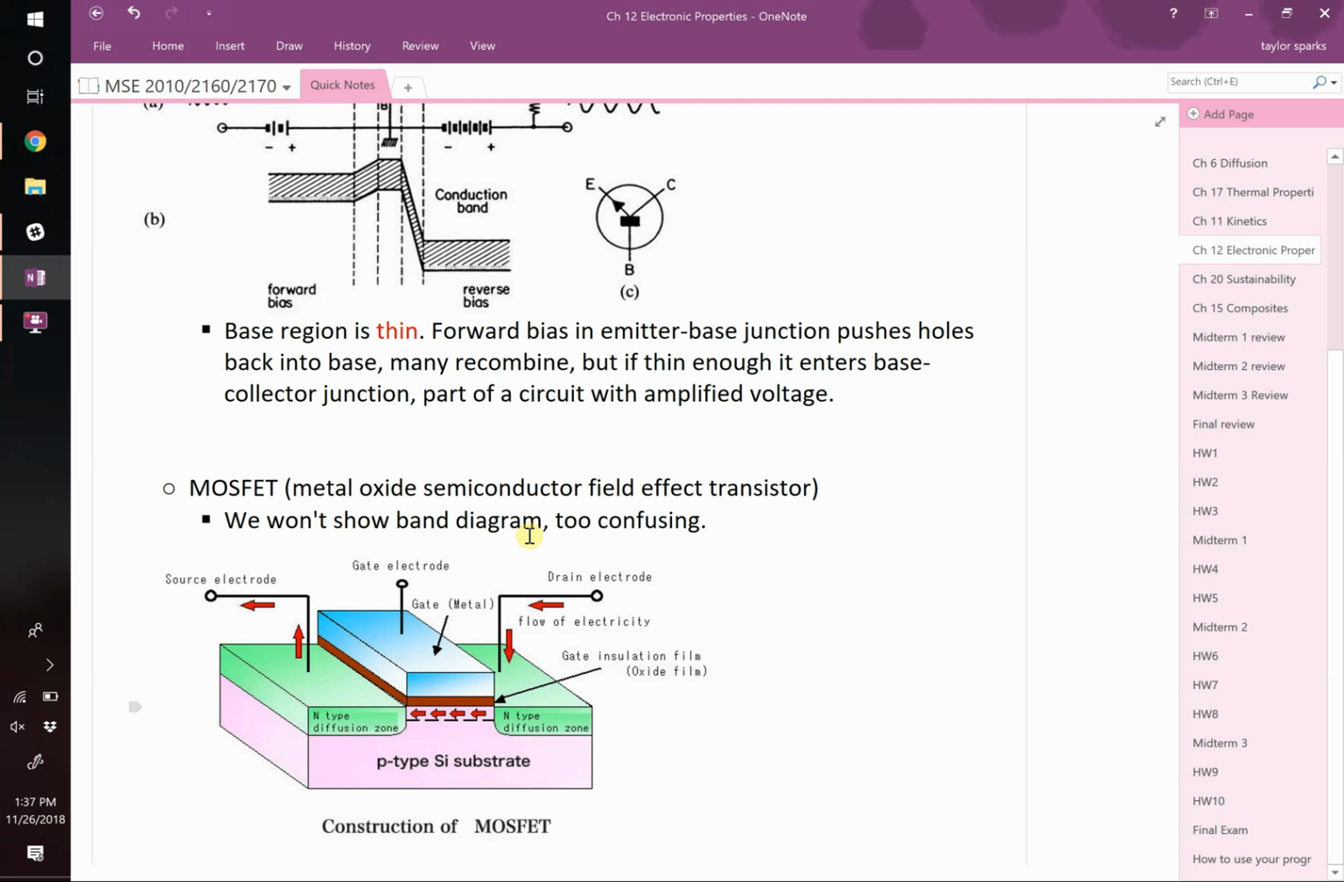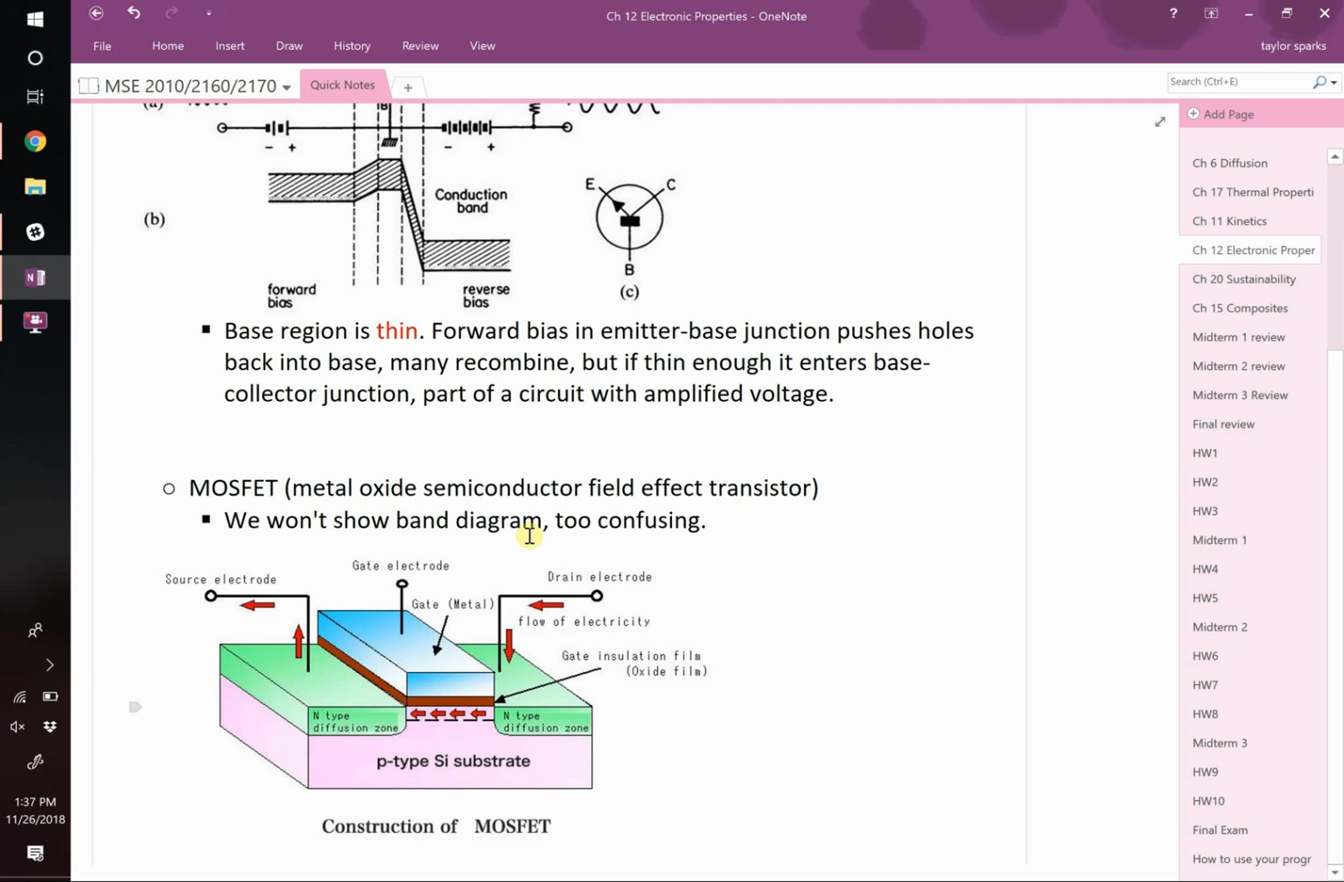So this is your metal, excuse me. Metal conducts electricity, no problem. But you put a metal oxide here, and the oxide typically does not conduct electricity. It's got a big band gap. So electrons won't travel from here to here. Instead, you build up a voltage.